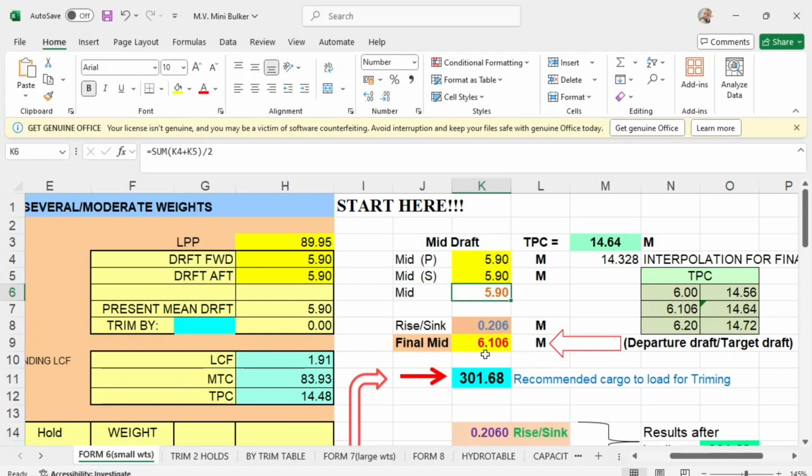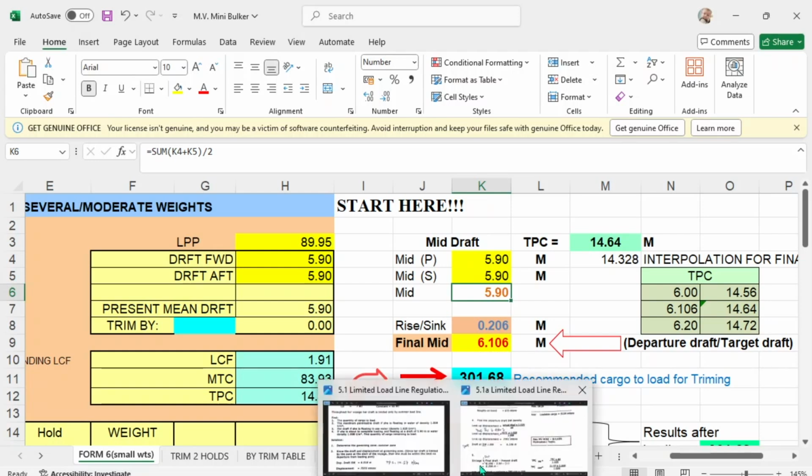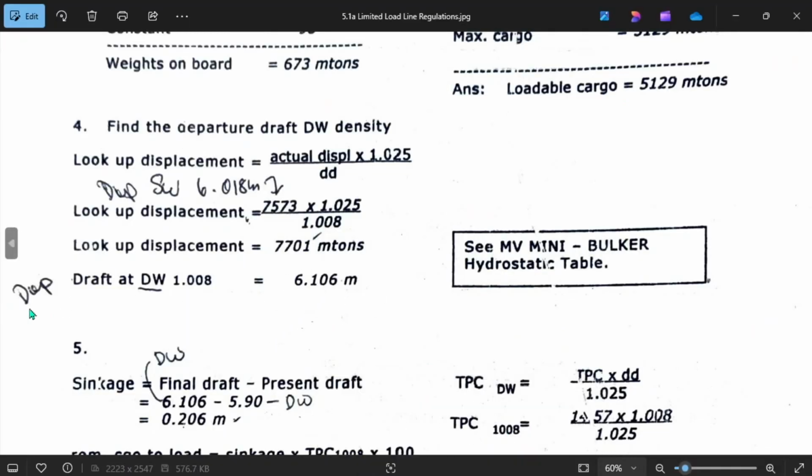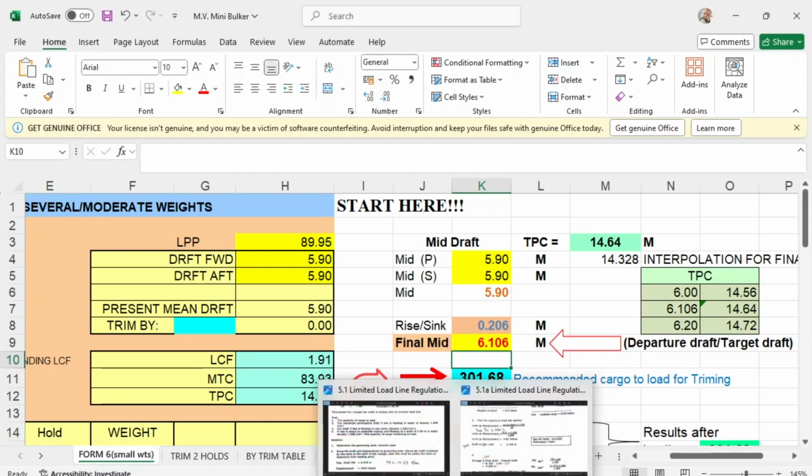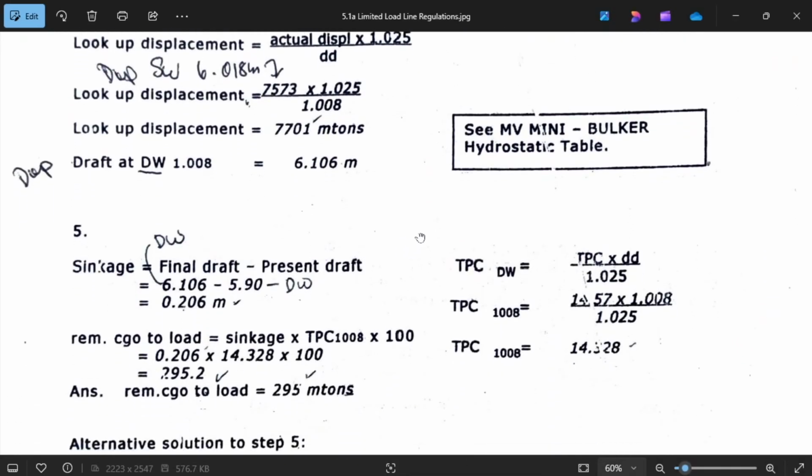But our departure drop is 6.106, which is this one, guys, because we already computed it from salt water to dock water. So with that drop, you put here 6.106, and your sinkage will be 0.26. With this formula of 6.106 minus 5.09, you will have a sinkage of 0.26.